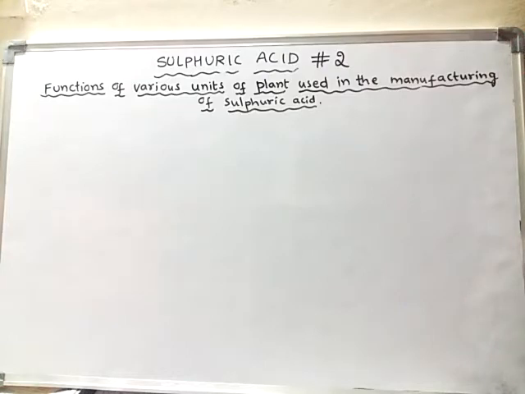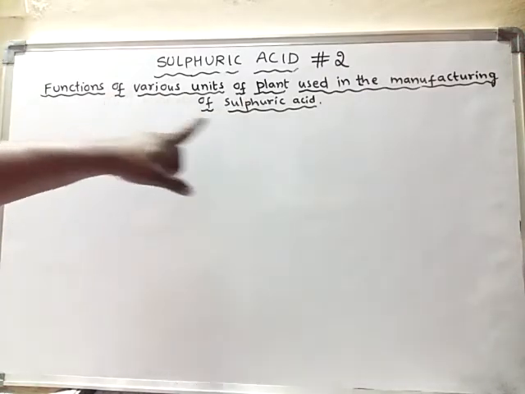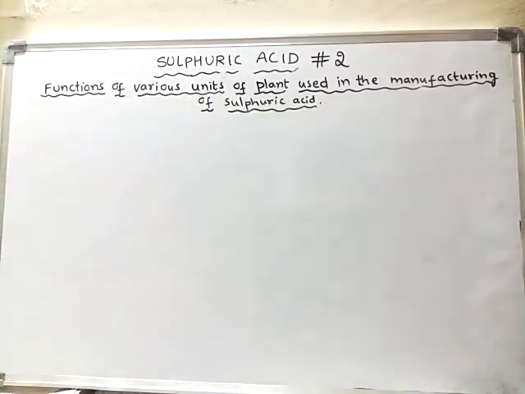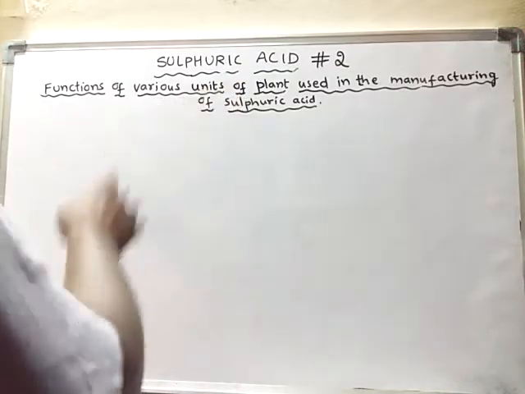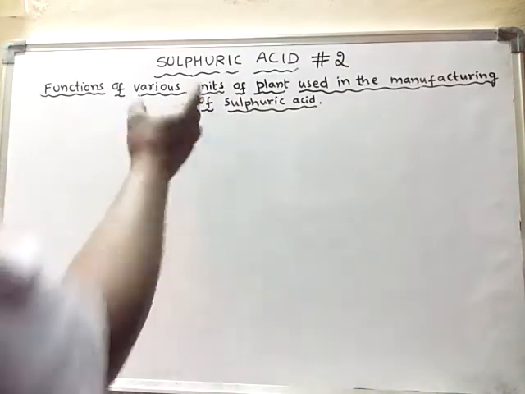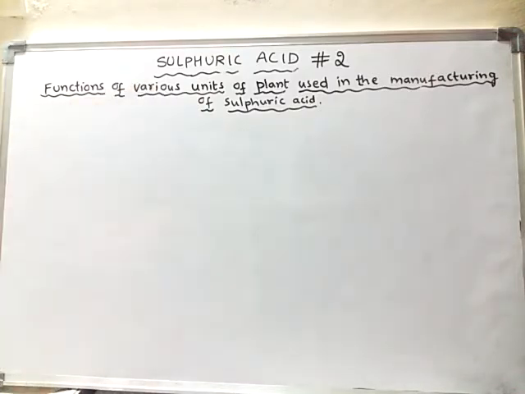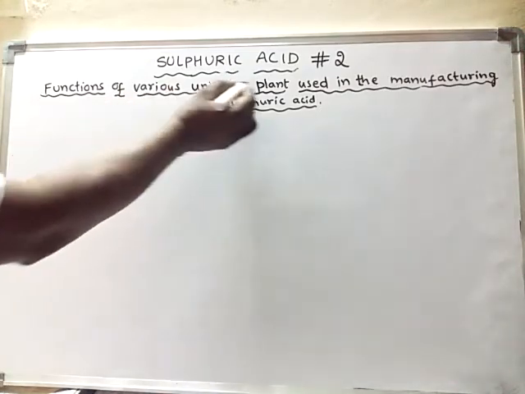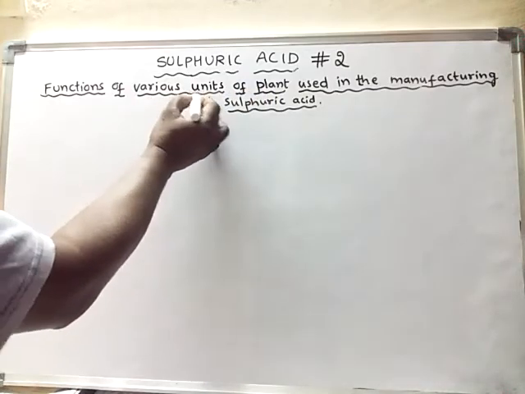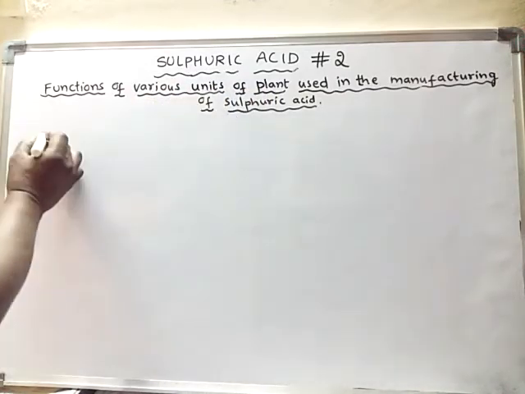Sulfuric acid is manufactured in something known as a sulfuric acid plant. In that there are so many parts or units, and every part will function differently. So we learn all those things. First of all, what are the different units or parts?